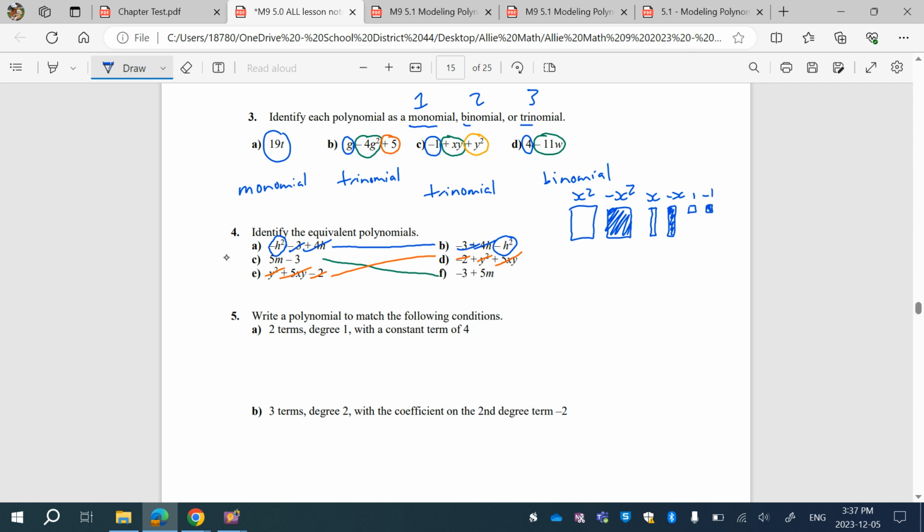So if I model this one right here, say we would have 5 of these and -3, so 3 colored in. And if I were to draw this one right here, we would have our -3 colored in, and our 5 m's. So even though they're in a different order, you can see that they are equal.